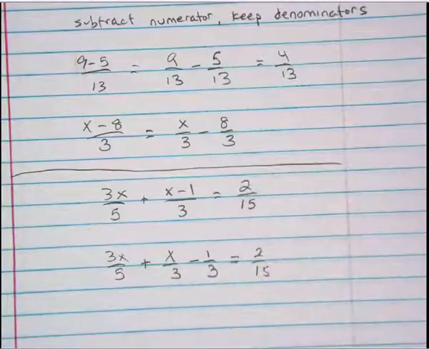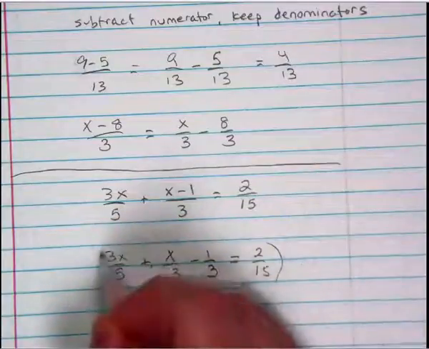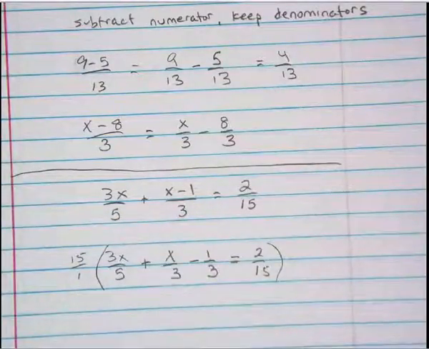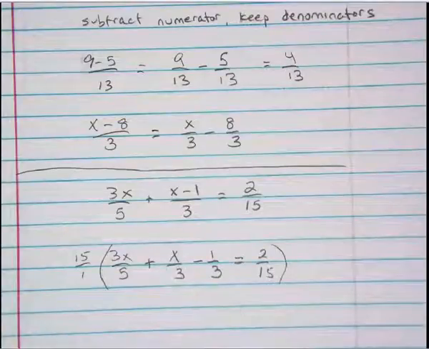Now I look at this thing, I see a bunch of different fractions, just like all the equations that we've done before. I notice the common denominator is 15, so I put the whole thing in parentheses and multiply by 15 over 1. You should be comfortable with doing this by now. Why don't you go ahead and pause the video and solve this.